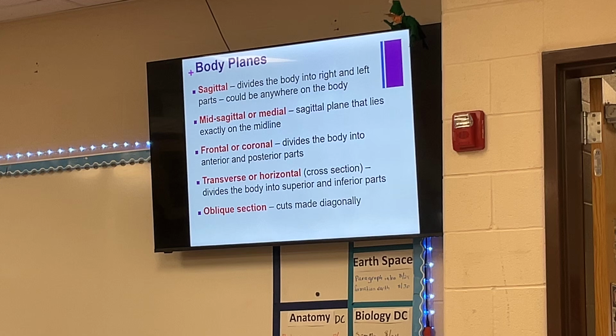And we're going to practice some of these, figuring out what cuts there are. We're going to practice with some examples, and you have to figure out which one I'm talking about.